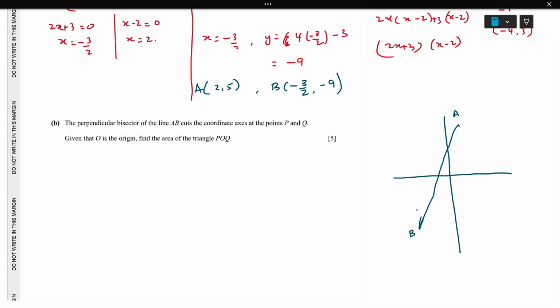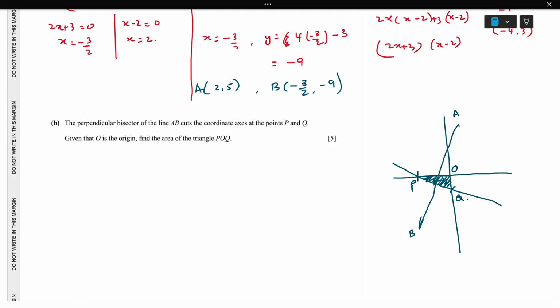Now they say we have a perpendicular bisector, something that goes like this at 90 degrees. Here is one point which is P, and here is one point which is Q. They form a triangle, so we need to find the area of the triangle OPQ. So now we need to find P and Q.